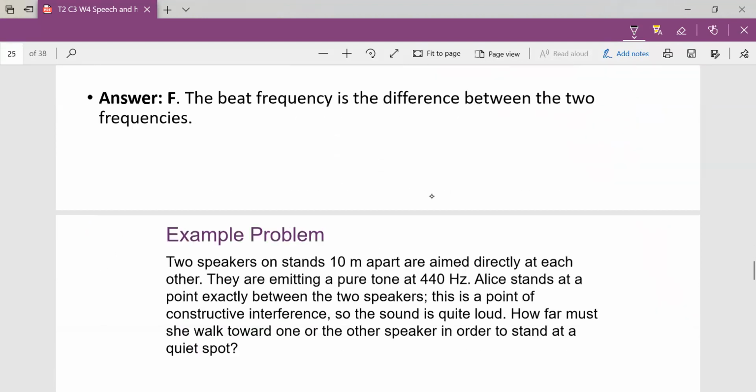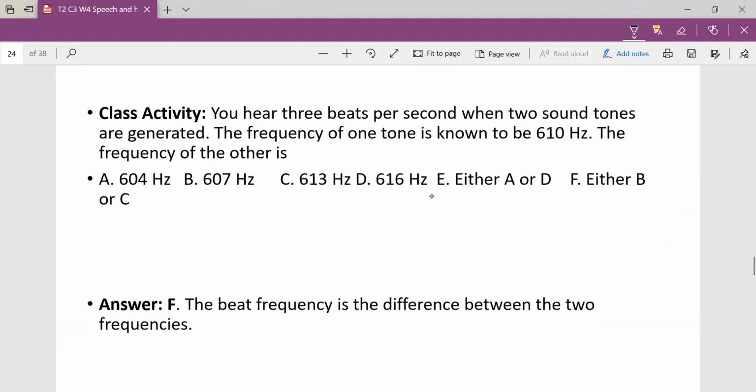Okay, so let's look at this in-class activity, then we'll be done. You hear 3 beats per second when 2 sound tones are generated. The frequency of one tone is known to be 610. What will be the other frequency? We have options A, B, C, D, E, F. Okay, so the answer is option F.